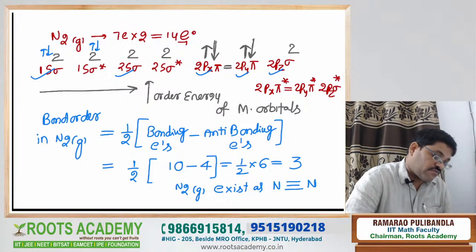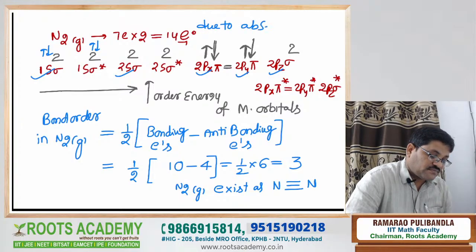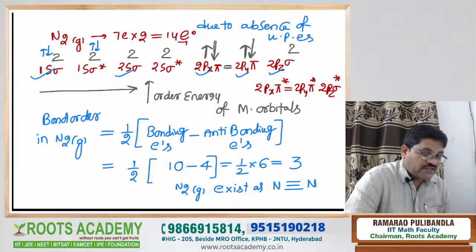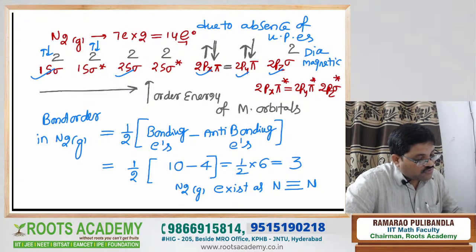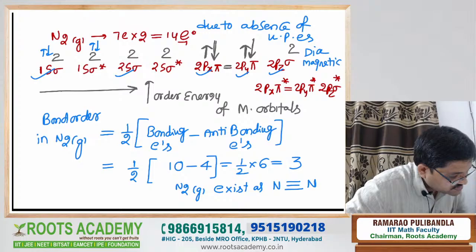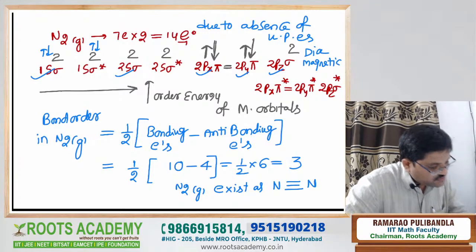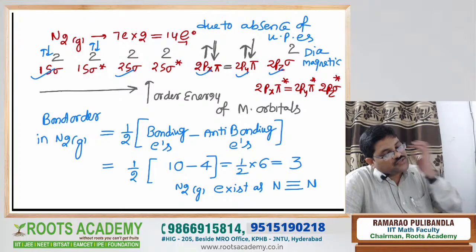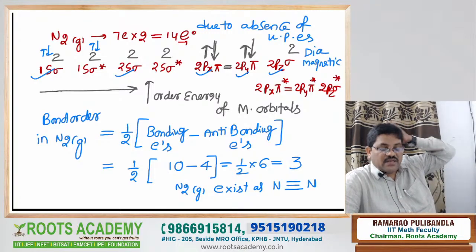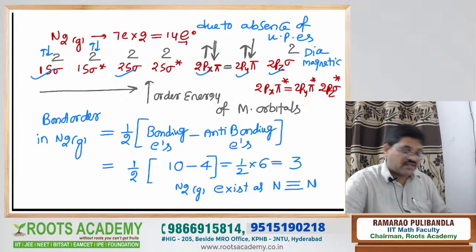Due to the absence of unpaired electrons, N2 gas is diamagnetic in nature. N2 gas is what nature? Diamagnetic nature. One of the important bits, repeat it once again. Why is N2 gas diamagnetic? Simple logic: because in N2 gas there are no unpaired electrons, it is diamagnetic in nature.